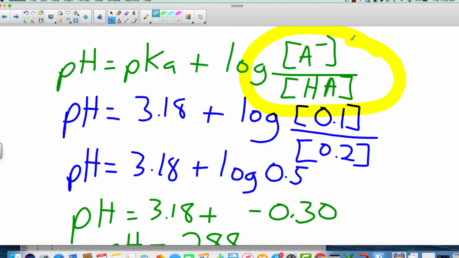When there's more of the conjugate base than there is of the acid, the pH will actually increase past the pKa. When there is less conjugate base than there is acid, the log of that is a negative number. That means the pH is going to go down below the value of the pKa. You should never have to do logs in your head, but you should be able to know that the log of a number less than 1 is negative and the log of a number greater than 1 is positive.